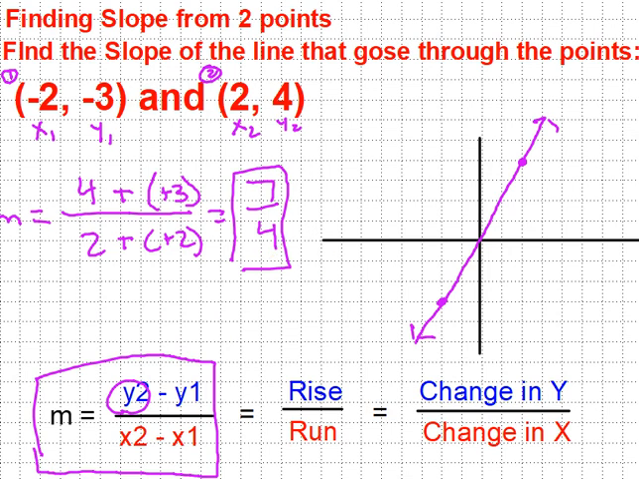Let's check it on this graph real quick. My rise is 1, 2, 3, 4, 5, 6, 7. So that was up 7, so that's good. And then my run is 1, 2, 3, 4. My run was 4. So it worked out. Okay, that was perfect.